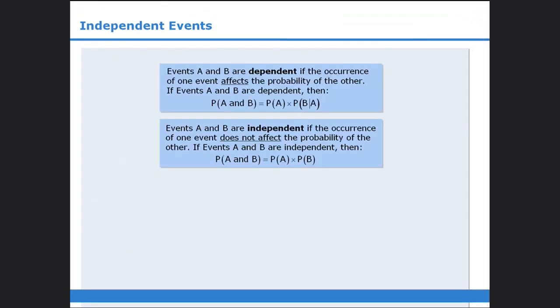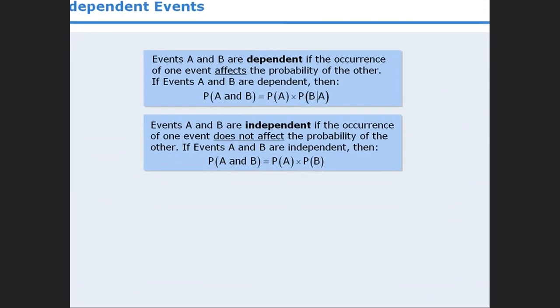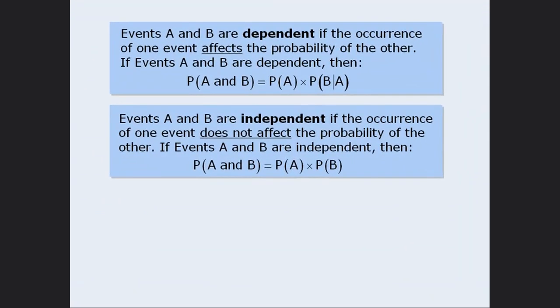The important feature about dependent and independent events is that they affect the formula related to the probability of 2 events both occurring. If 2 events are dependent, then the probability that events A and B both occur is as follows. And if 2 events are independent, then the probability that events A and B both occur is shown here.